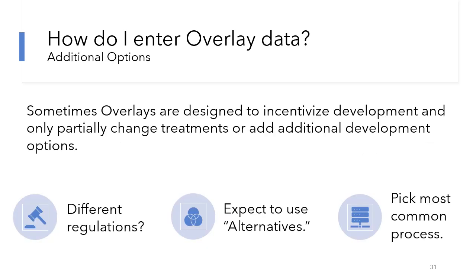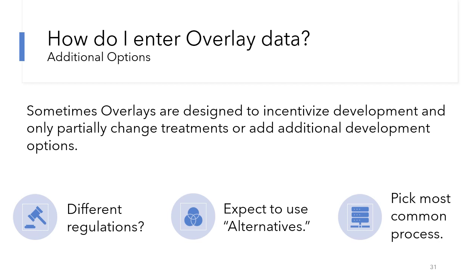Overlays that are designed to incentivize development might partially change treatments or add additional development options. For instance, you may, in an underlying district, be allowed to build two-family homes as a right, but there may be an option within the overlay that allows you to do two-family homes with a public hearing that would, for instance, allow more floor area or increased height.